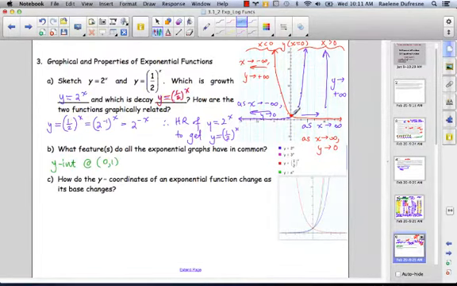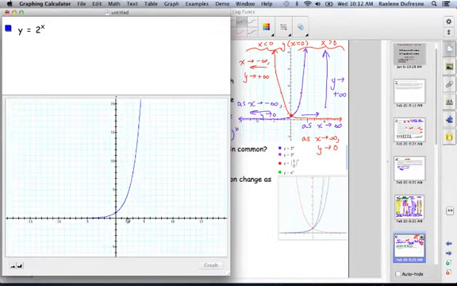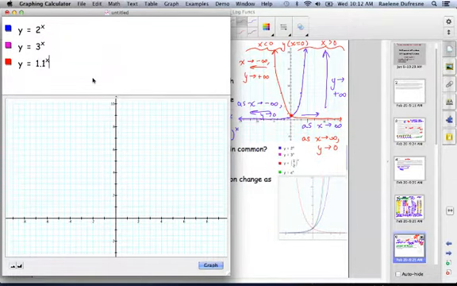How do the y-coordinates of an exponential function change as its base changes? Well, if we have bigger and bigger bases, let's take a look on a graph. Let's take a look at just exponential growth. If y equals 2 to the x versus y equals 3 to the x. Let me zoom in a little bit. Versus y equals 1.1 to the x.